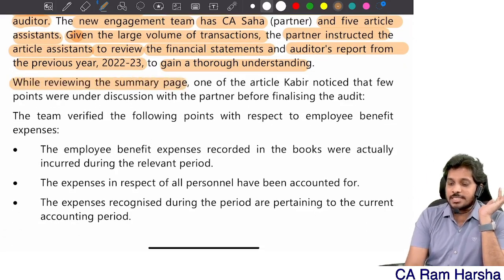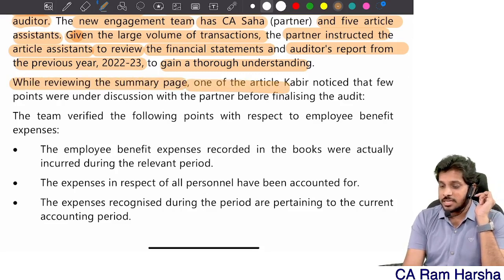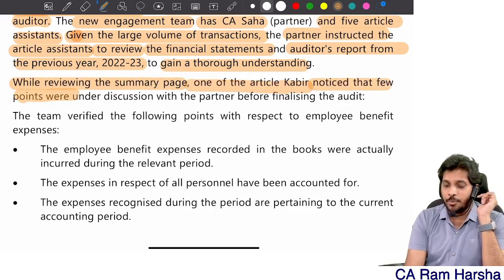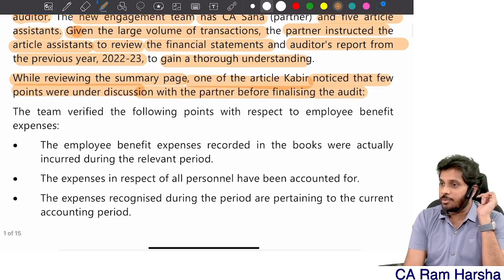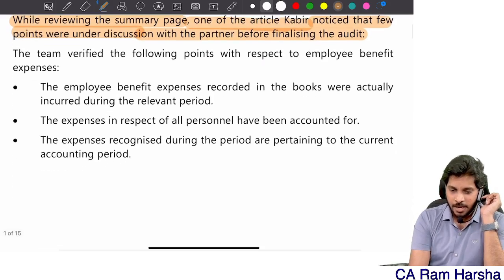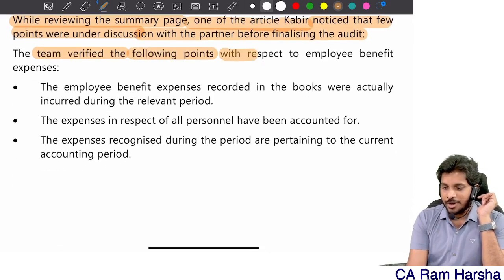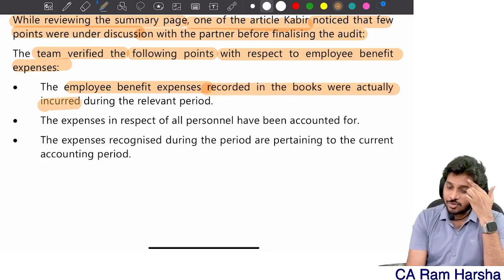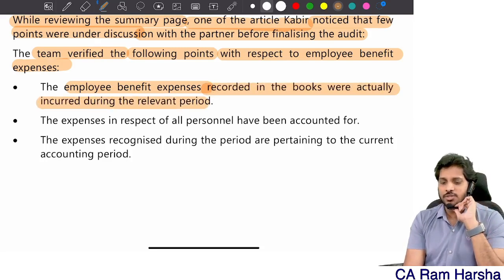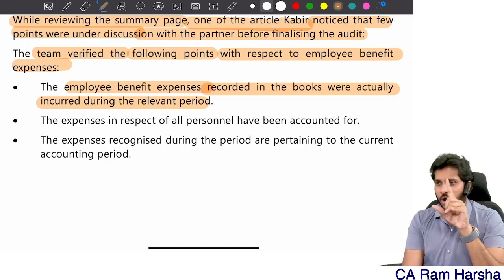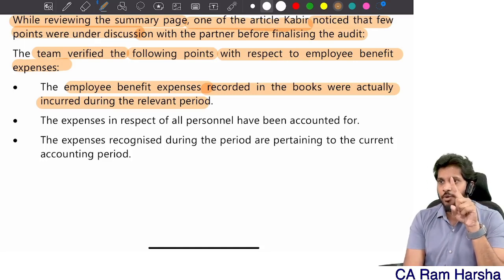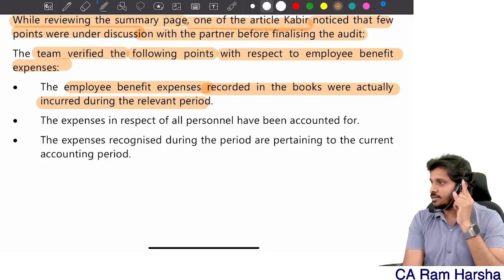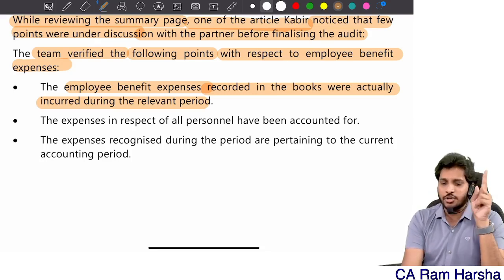While reviewing the summary page, one of the articles, Kabir, noticed that a few points were under discussion with the partner before finalizing the audit. The team verified the following points with respect to employee benefit expenses. Okay, what are they? Employee benefit expenses recorded in the books were actually incurred during the period. So while verifying employee benefit expenses, the team is verifying the following. First one, whether employee benefit expenses recorded in the books were actually incurred during the year.